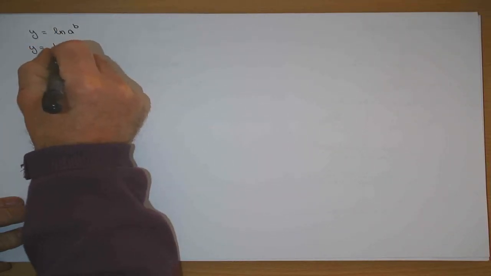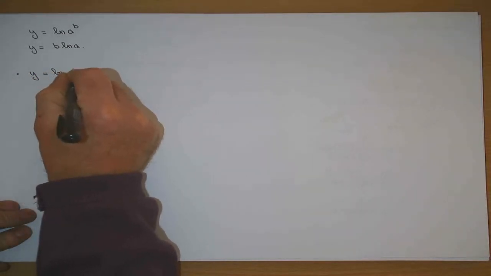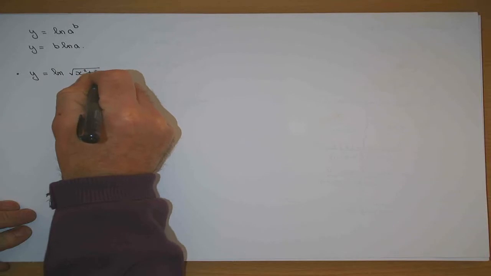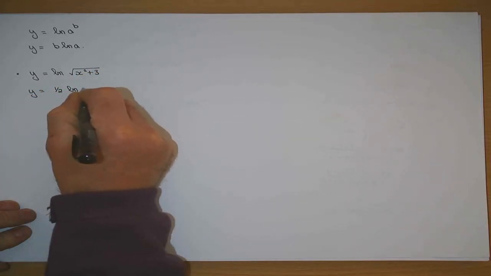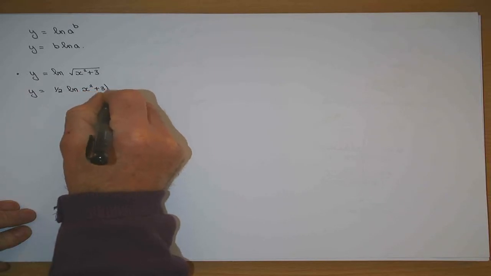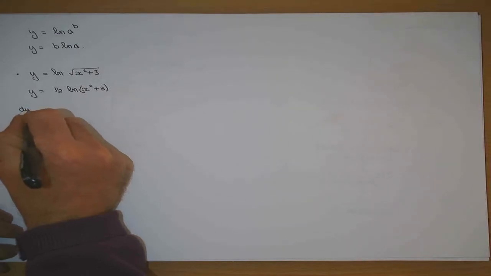If y is equal to the log of a to the power of b, well then y can be written as b log a. Yes? So if I said to you y was equal to the log of the square root of x squared plus 3, I can say that means y is equal to a half the log of x squared plus 3. Because the square root means the what power. And that's a rule of logs. I've done no differentiation, but now I could differentiate it.